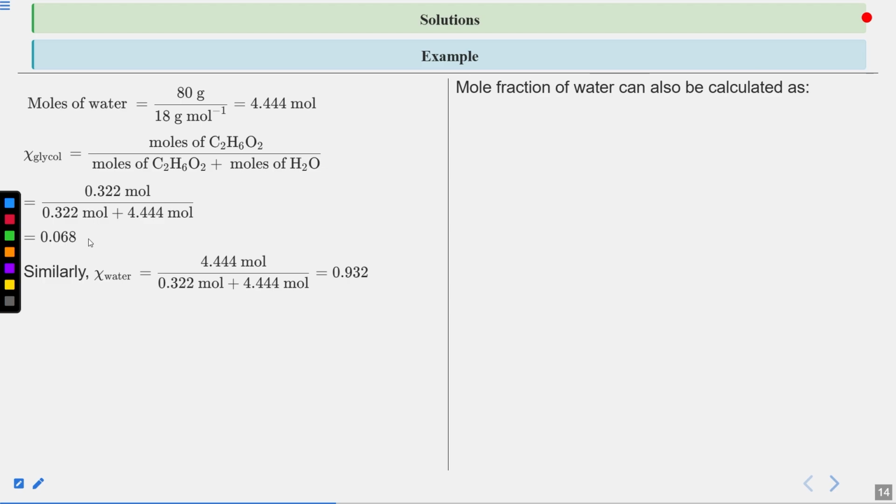Else, you can take a shortcut, and that shortcut lies in our fraction thing, that adding all the fractions will give you 1. So we have only two components here, ethylene glycol and water. So if you add both of these mole fractions, you will get 1. So with that analogy, we can calculate the mole fraction of water as 1 minus 0.068. So initially we have calculated 0.068. Here in the ethylene glycol solution, you will get the mole fraction of water as 0.932.